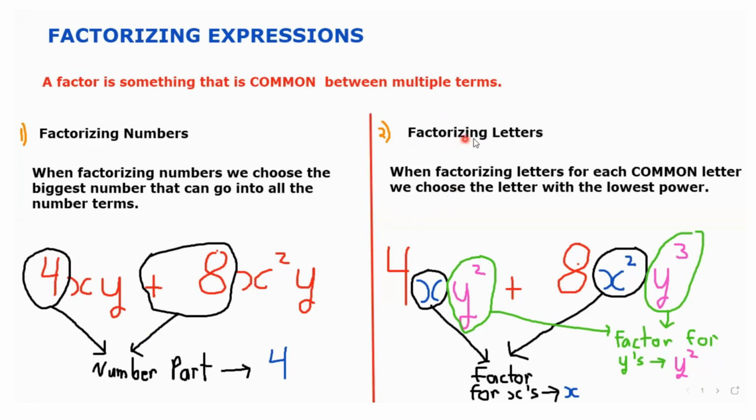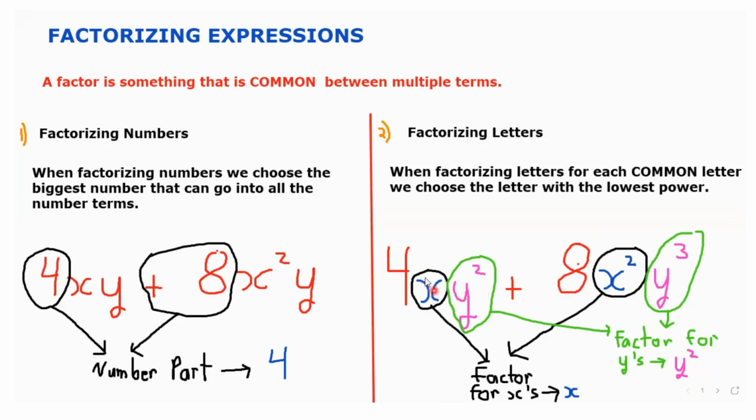Nice. So we're going across here, number 2. Now we learn how to factorize the letters. When factorizing the letters, for each common letter, not alphabet, but each letter that is common between both expressions or both terms, we choose the letter with the lowest power. Always remember this. For the letters, we pick the letter that is common with the lowest power, okay?